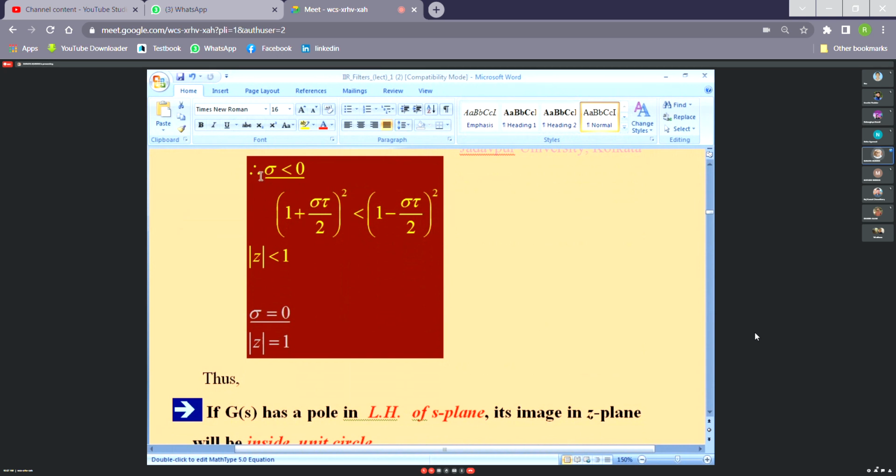I should have written here, therefore, if sigma is less than 0, then this equation holds good, and under that condition, the magnitude of Z is less than 1. So some 'if' should come here, if sigma is less than 0. And here, if sigma is equal to 0, the magnitude of Z is 1.